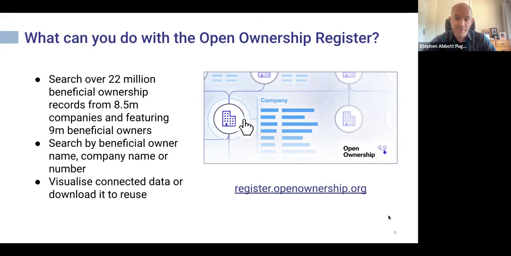The latest figures that we have for the register are about 22 million beneficial ownership records from 8.5 million companies, featuring about 9 million beneficial owners. Again, that's the UK, Denmark, Slovakia. We put that all together and then publish the data so it's openly available. This is made possible by the fact that those countries publish their data in a way that allows people to reuse it. So we hope that this not only shows what people can do with tools in terms of making the data searchable, usable, and visualizing it, but also demonstrates the value of the countries producing public data in the first place.